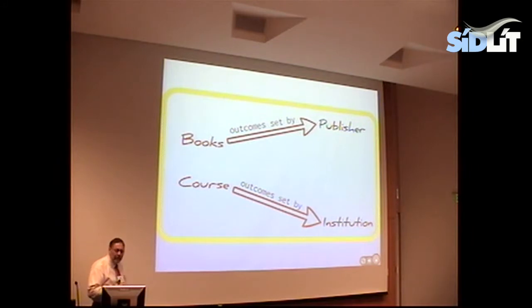Books have outcomes that are set by the publisher. The courses have outcomes that are set by the institution. And my job was not to test how well these students did for the publisher, but how well they did for the institutional outcomes in the course.